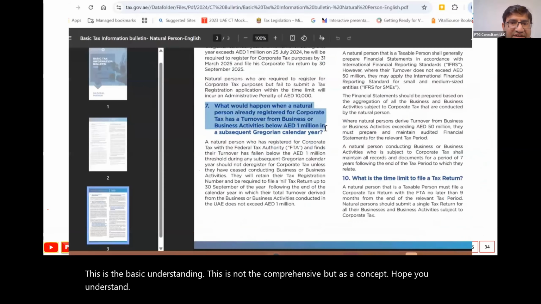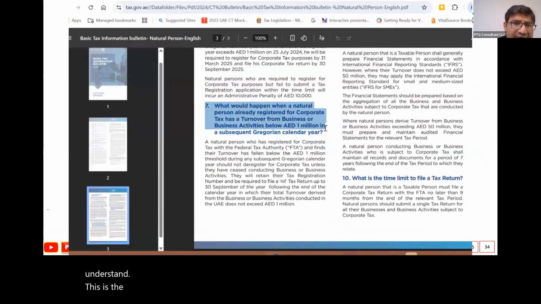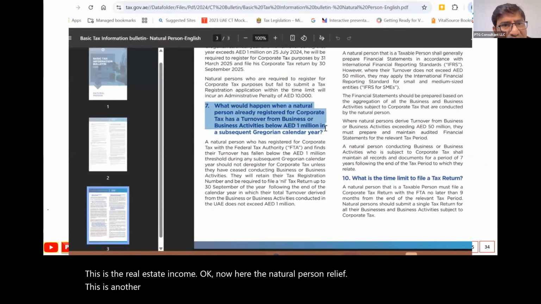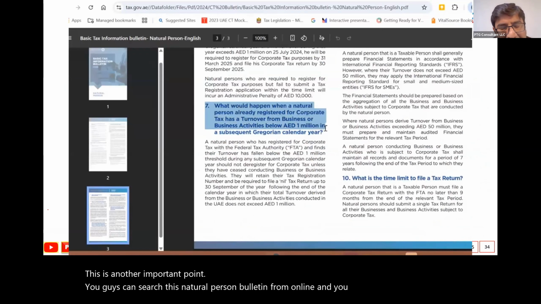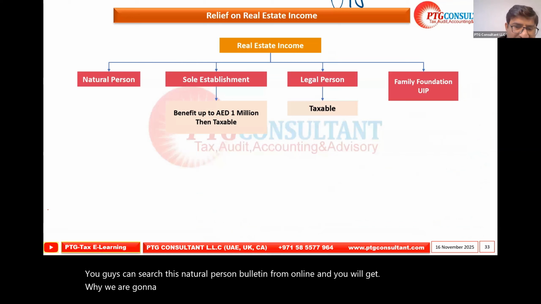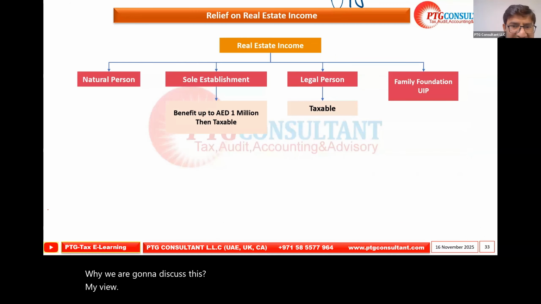This is the real estate income. Okay, now here the natural person relief. This is another important point. You guys can search this natural person bulletin online, and you will get it. Why are we going to discuss this?